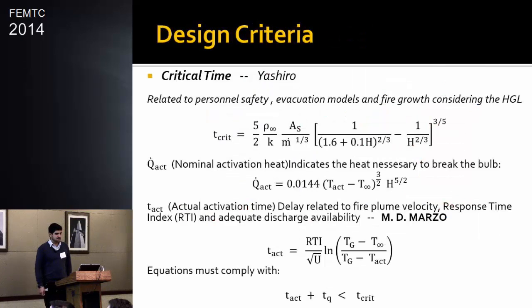As design criteria, I had the critical time designed by Yoshiro from the University of Tokyo, and it's related to personal safety, evacuation model, and fire growth, considering the hot gas layer, as I told you, from 10 feet high to be able to assure personal safety. This is going to be related to the activation time for the sprinklers. So we can comply with the equations to make sure that the sprinkler system is going to be activated before the critical time.